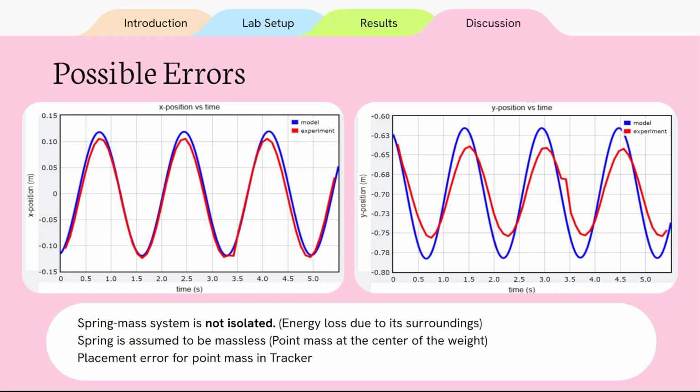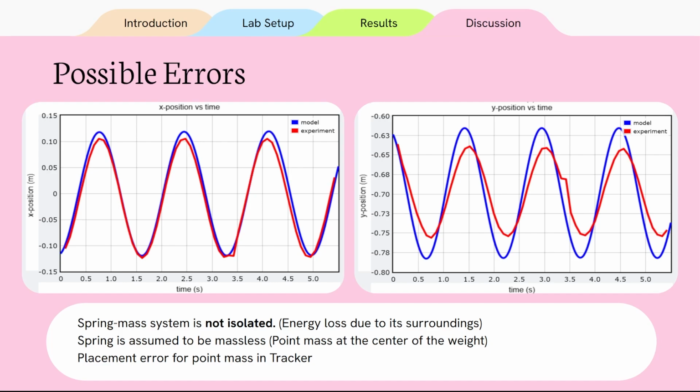Comparing the x and y positions of the oscillating spring mass graphically, the model and experiment align similarly. However, the y position data is less related than the x position data. Because the spring mass system is not isolated in reality, some of the energy is lost due to its surroundings, which weren't able to be modeled, hence the differences between the graphed model and the experiment.